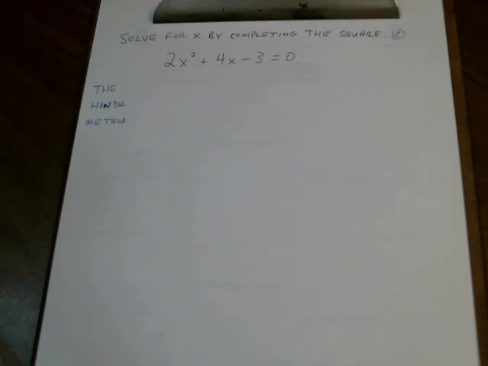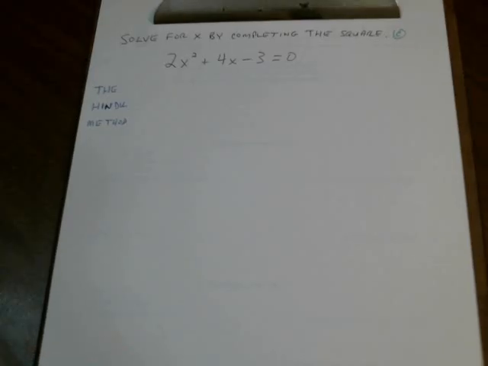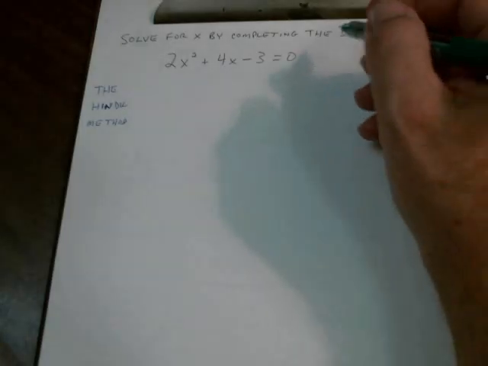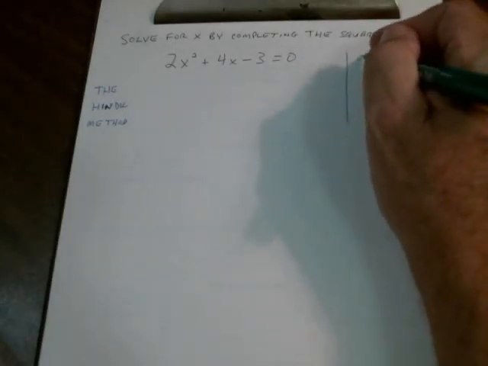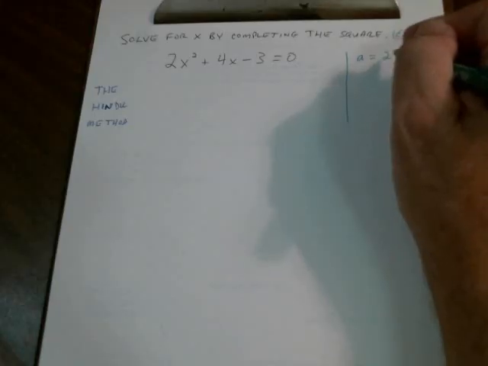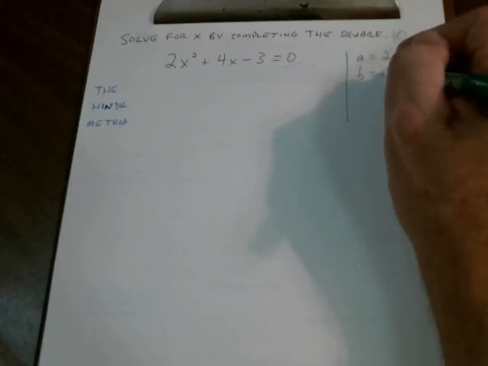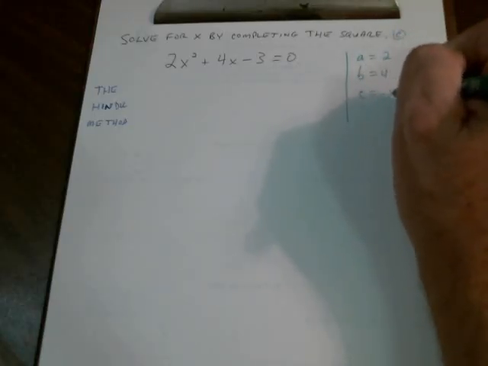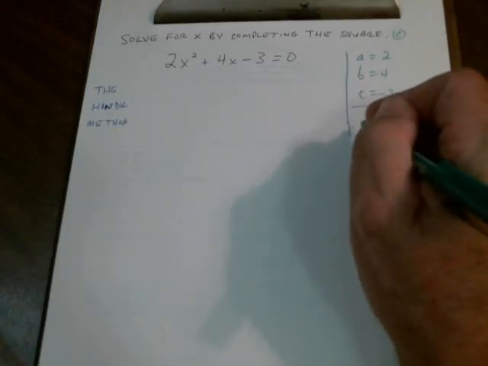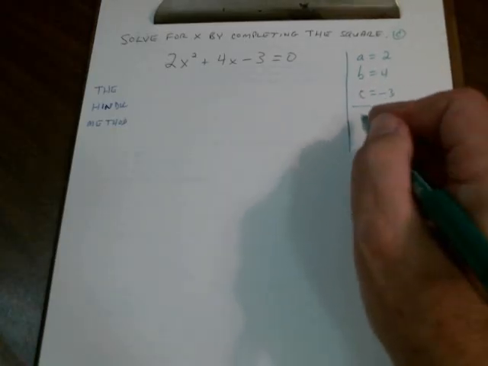Okay, so this will be the third way of doing this problem, and it's called the Hindu method. What we will need to start off with is just take note of what A, B, and C are. A is 2, B is 4, C is -3. What we're going to need in a minute is a couple of things.